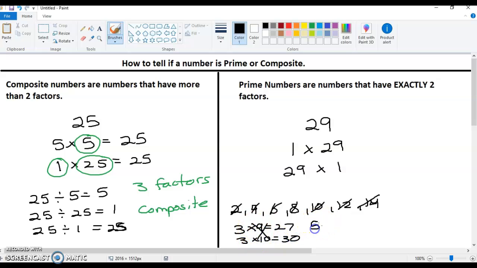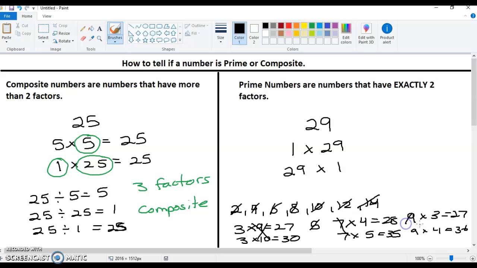I can't use 5 because anything multiplied times 5 has to end in a 5. I can't use 7 because 7 times 4 is 28. Oops, sorry. 7 times 4 is 28. 7 times 5 is 35. So I can't use 7. I can't use 9 because 9 times 3 is 27 and 9 times 4 is 36.